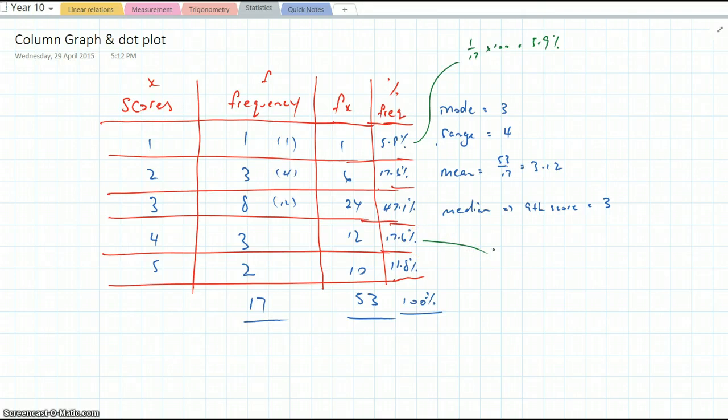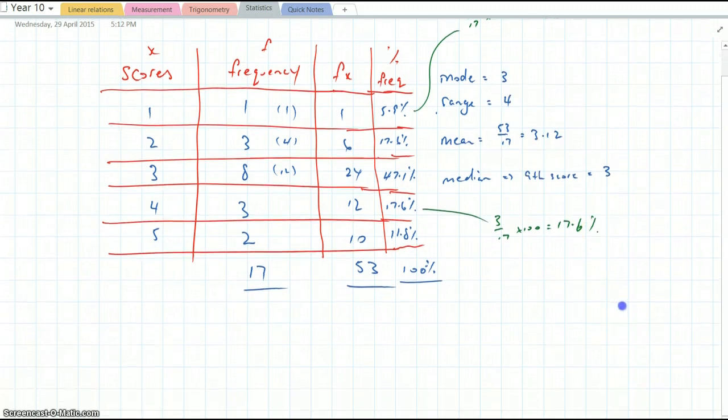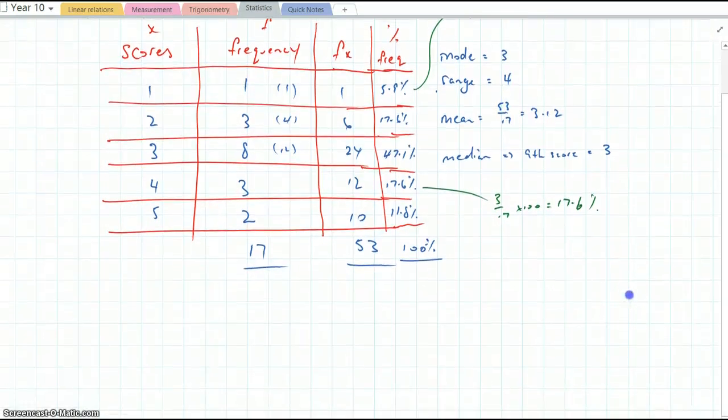This one here is 3 over 17 times 100. Okay, so we need to be able to work out what our percentage frequencies are, and that's how to do it. Okay, so that will be a requirement in the work requirements that we'll get on with tomorrow.